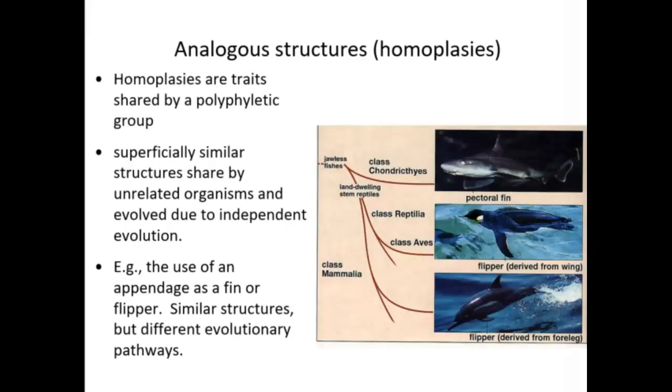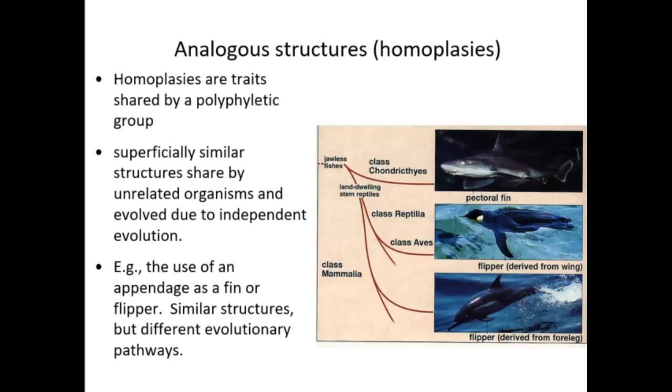One thing that can throw off investigators is analogous structures, also known as homoplasies. These are traits that are similar but evolved independently in evolution. Usually the trait evolved because organisms were adapting to similar environmental conditions. For example, sharks have pectoral fins, penguins have flippers derived from wings, and dolphins have a flipper evolved from a foreleg. Each of these structures helps with swimming and is similar to the others. But they evolved at different points in evolutionary history.